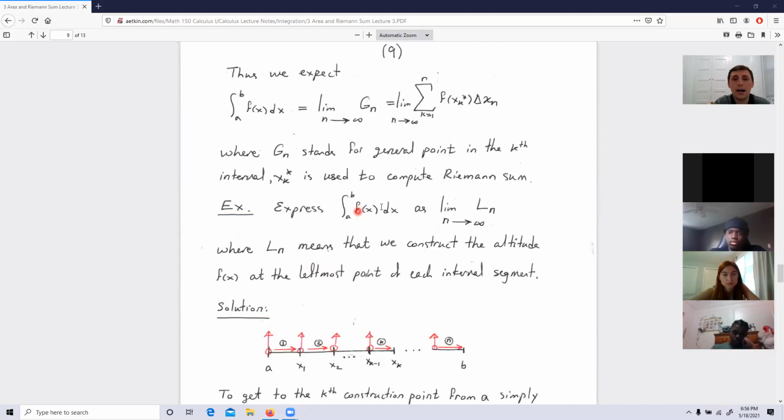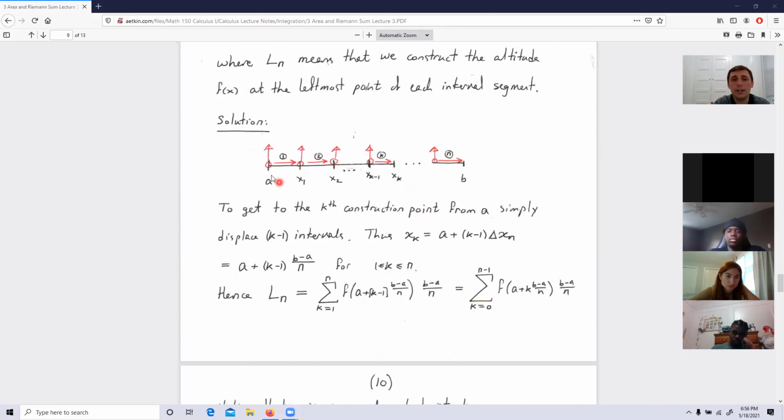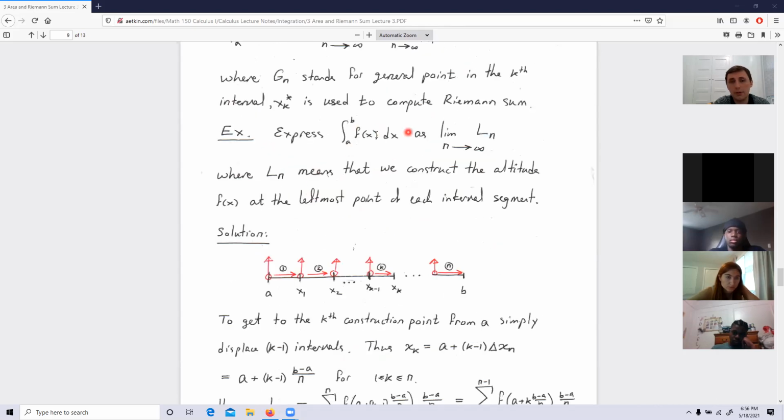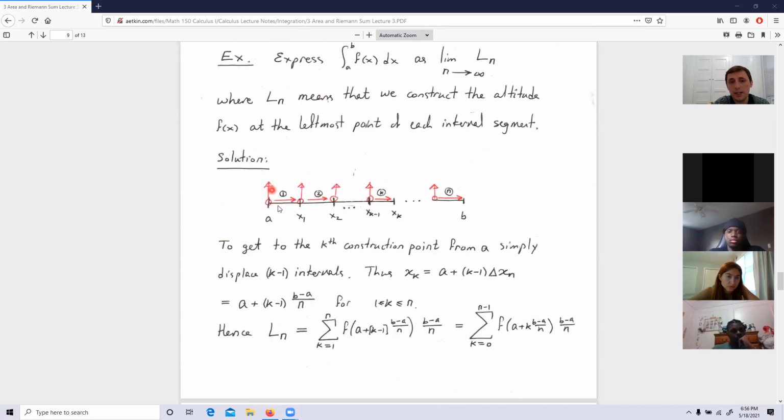And here I suggest using the left-hand limit. You see? So here, for some integral, I want it to be expressed as the left-hand limit.